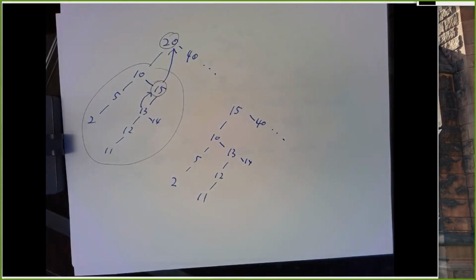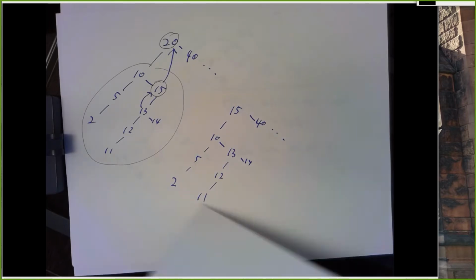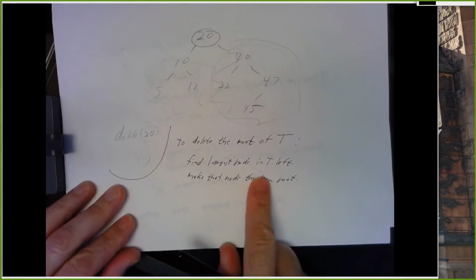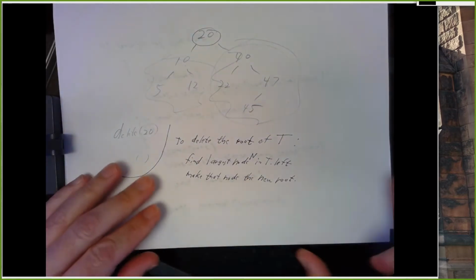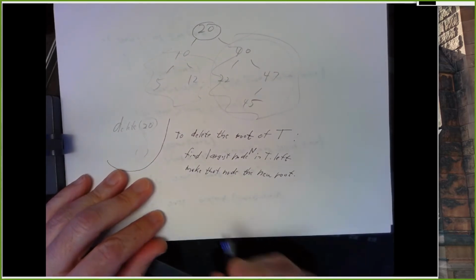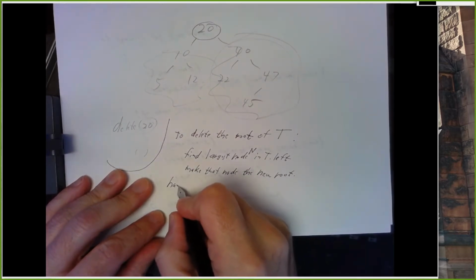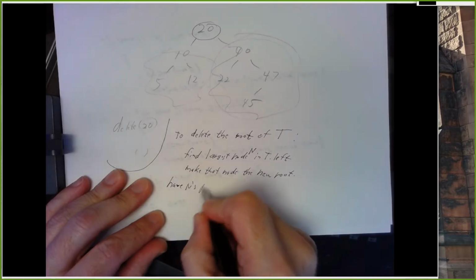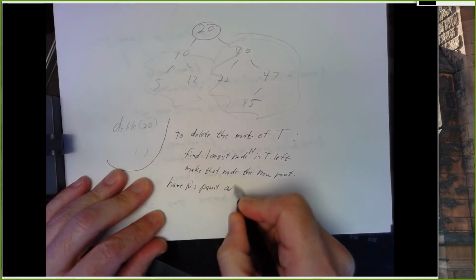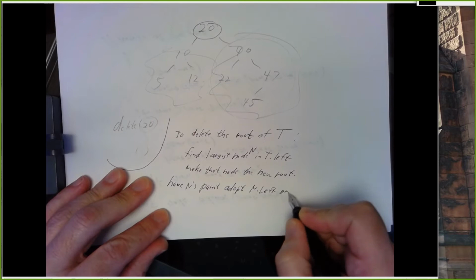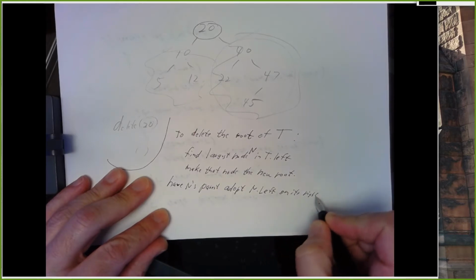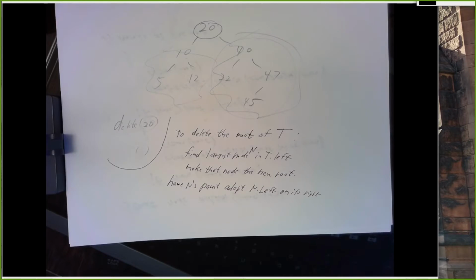Excellent question. So our full algorithm to delete the root of T: find the largest node in T's left subtree, so let's call this node N. Make that node the new root, and then have N's parent adopt N's left subtree on its right. In other words, move N's left subtree up in place of N.